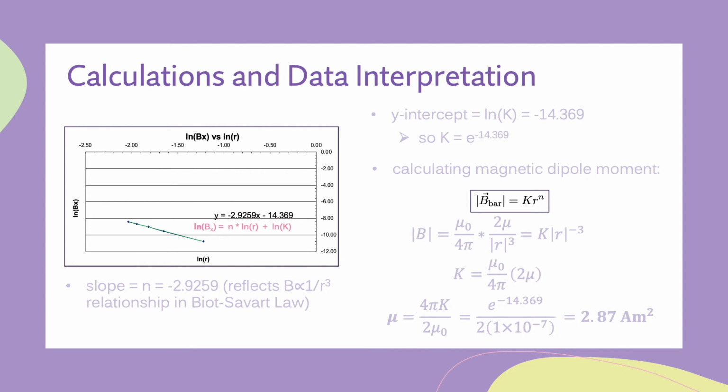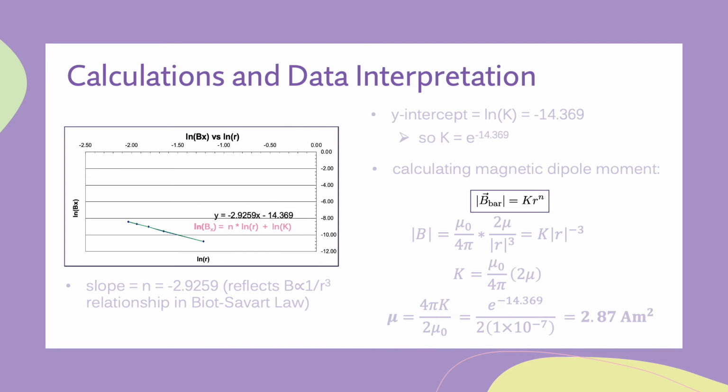The slope of our graph from the on-axis part of the experiment was negative 2.9259, and this value is n in the distance dependence relationship. This value is expected to be near negative 3 to reflect the fact that magnetic field is proportional to 1 over r cubed in the Biot-Savart law.